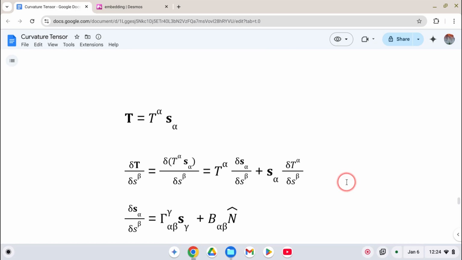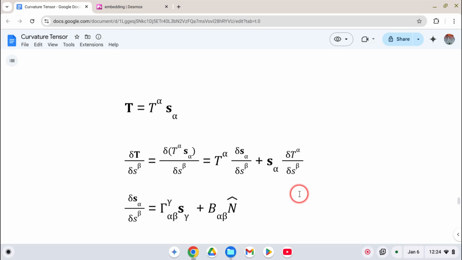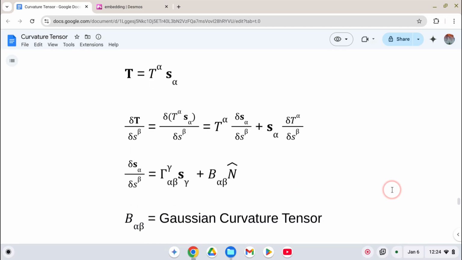And the way we do that is to add an extra term. So you get your normal Christoffel symbol times its basis vector, but we need something to account for its projection in the normal. So this is its projection on the tangent space. This is its projection on the normal space. And since this has no indices and we have two free indices here, we have to account for that by putting them on B. So B alpha beta is called the Gaussian curvature tensor. So there it is. Yeehaw, we found it.